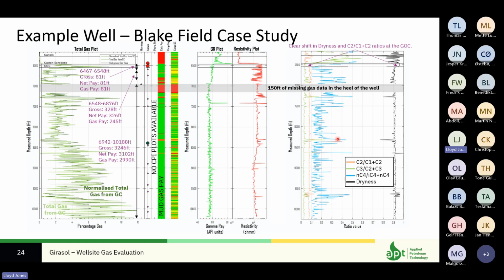So where you see increased NC4-IC4 ratios, your green curve, which is the propane-ethane ratio, increases as well. So these are potentially zones of tight zones, which is what you see here with this increased resistivity. But they can also be zones of lower biodegradation, which is this zone down here.